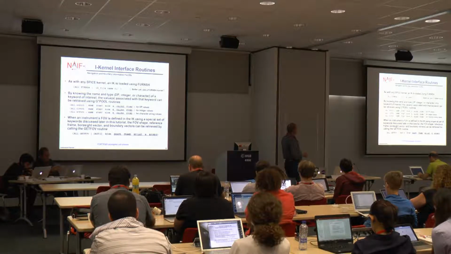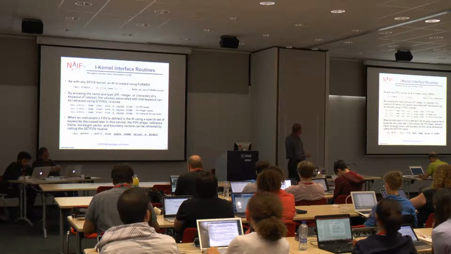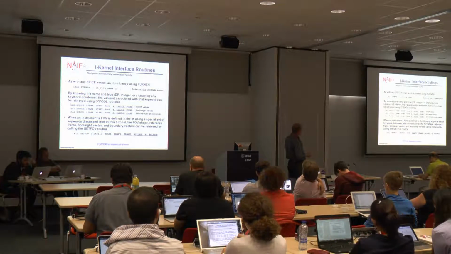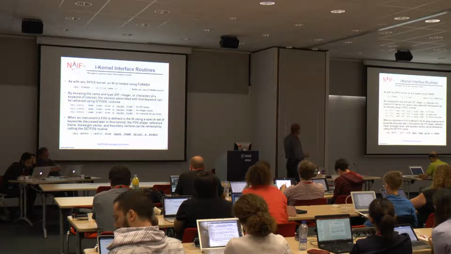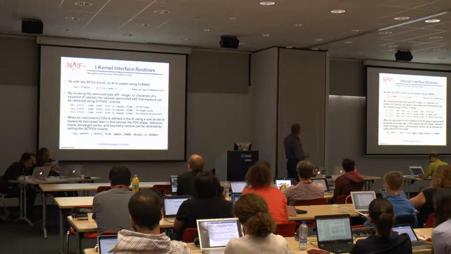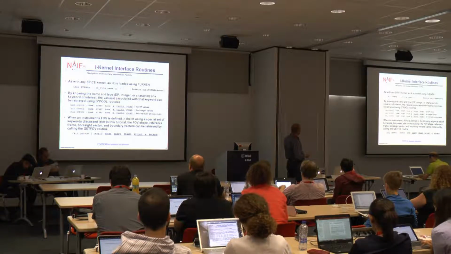As with any SPICE kernel, you load IKs using furnsh. You can just load the individual IKs or include them in the meta-kernel. And once you have done that, the data from the IK gets buffered in the pool structure along with data from all other text kernels. And you can fetch it from that pool structure using routines that can retrieve values of individual keywords. All these routines have this style of name: G for get, then the type of data, and pool, get something from pool. In this case, get double precision value from pool, get integer value from pool, or get character value from pool.